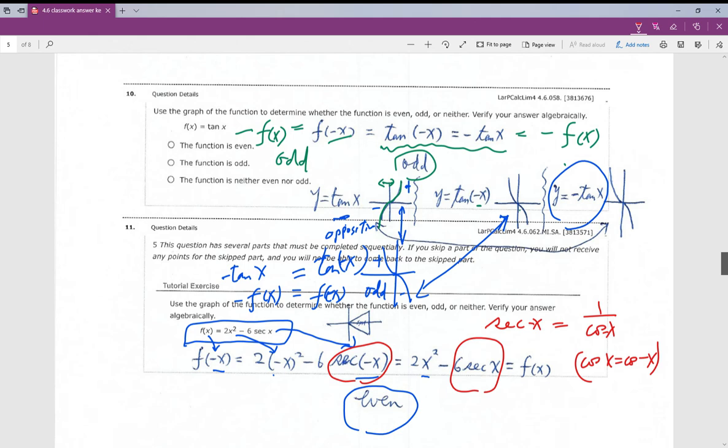Now cosine is talking about adjacent, remember? So no matter if you have a positive angle or a negative angle, they still share the same adjacent. So no matter if you have a positive angle or negative angle, the cosine values are all the same. You can see it from this graph. Okay.